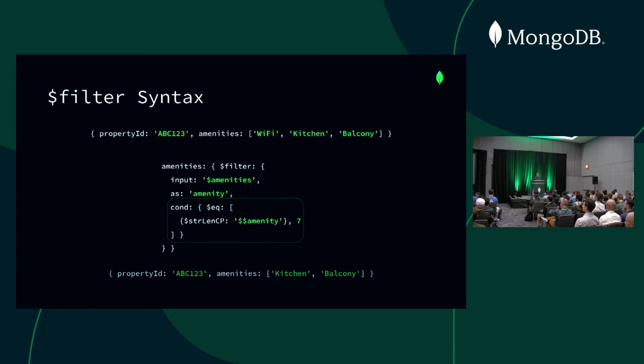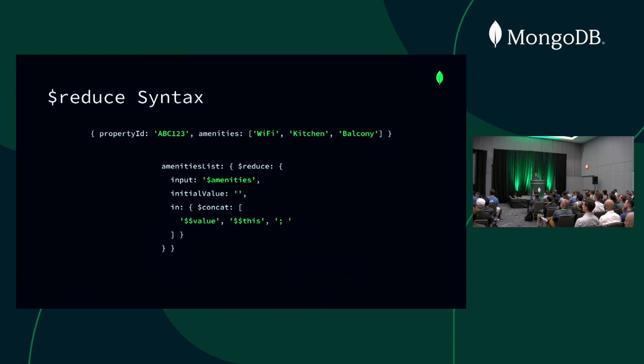And the output from that is just going to be the same amenities array, but we're getting rid of any elements that don't have 7 characters exactly. And then finally, my favorite of the bunch is $reduce. And this is the most powerful array operator by far, because you can implement any of the other $map or $filter functions using this. And it's got a little bit more in-depth operation and some slightly different fields.